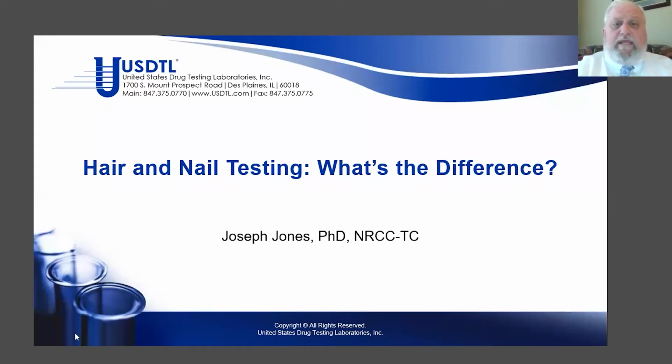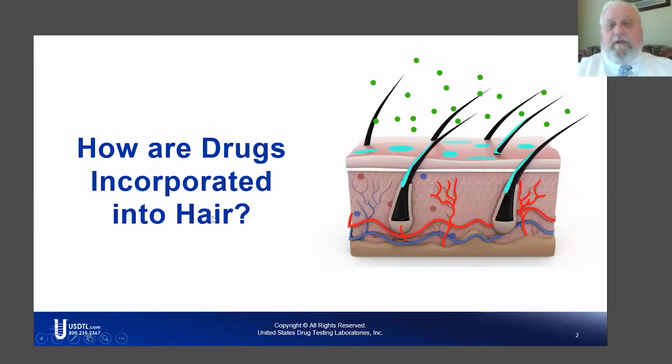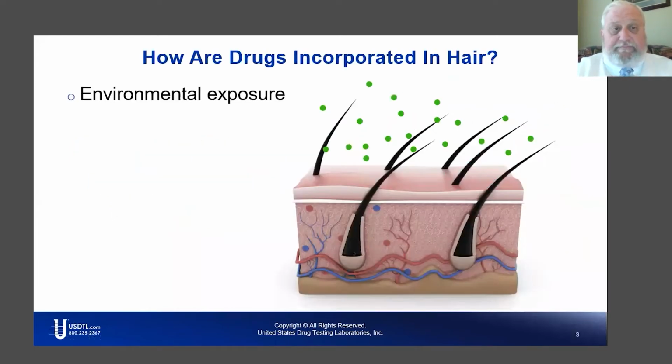Before we can talk about fingernail testing and what the differences are, let's review really quickly the main routes of incorporation of drug and drug metabolite into hair. First and foremost is environmental exposure. If you're in a room where drug is being used, handled, manufactured, distributed, etc., that environment will become contaminated and then it will contaminate your hair.